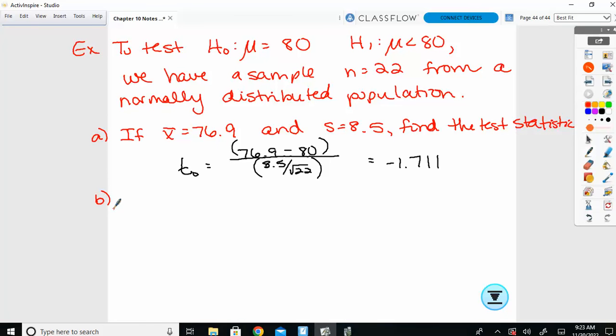I got negative 1.711. Part B. Let's say if alpha equals 0.02, find the critical value.